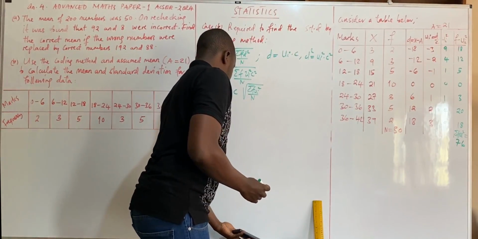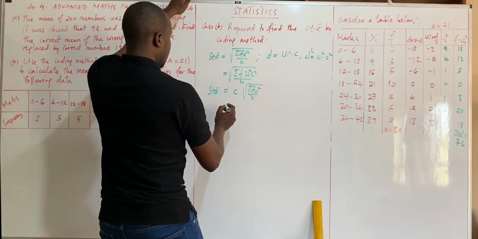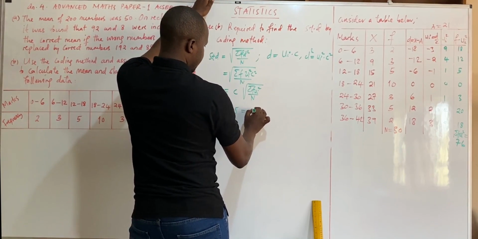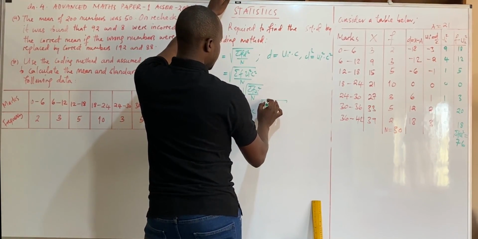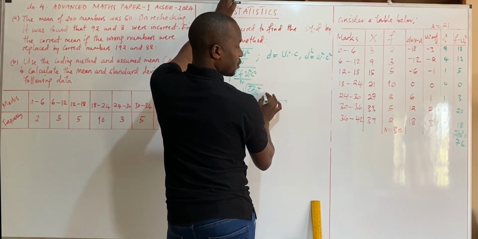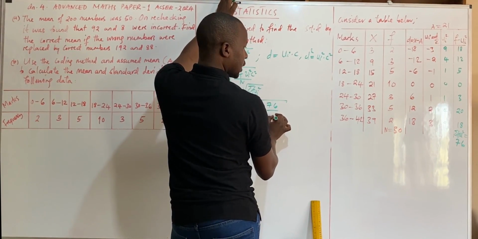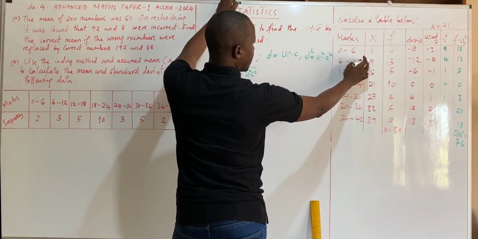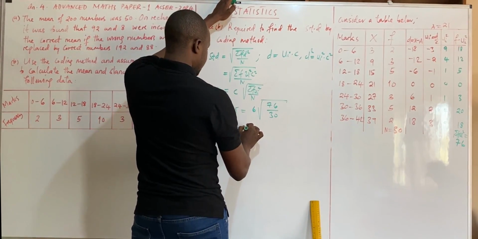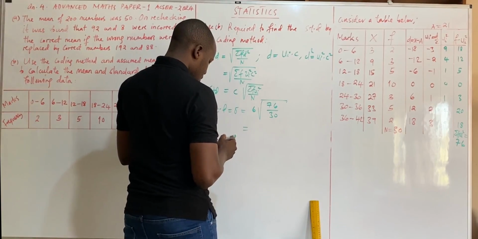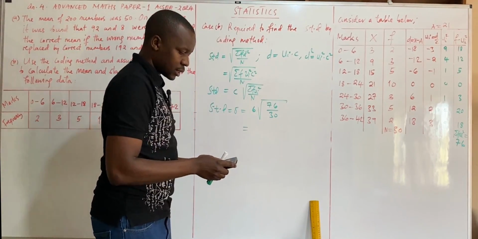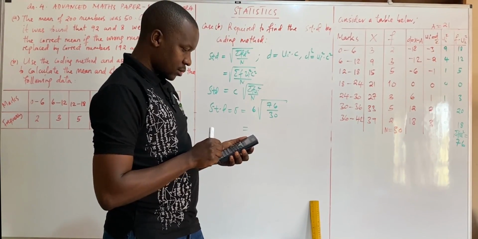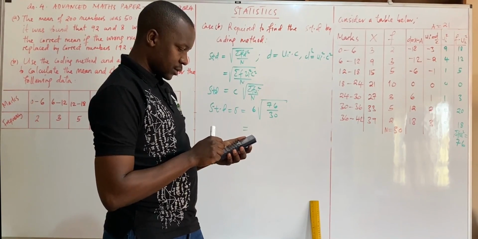So now from the formula, the standard deviation is c times the root of the summation of f ui squared, 76, over n, that is 30. And remember here c, we know it is 6. We take this minus that, we get 6. So from this calculation, if you plug it into the calculator: 6 times the root of the bracket 76 over that 30 total frequencies.